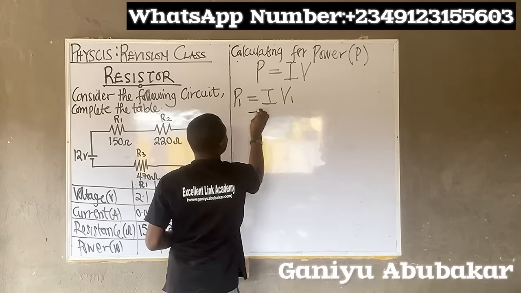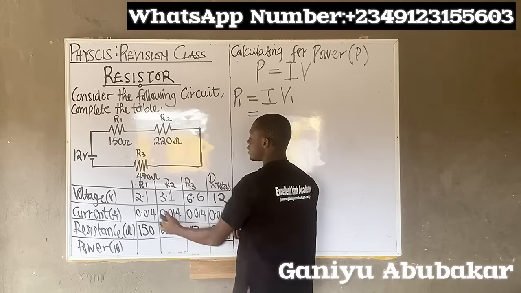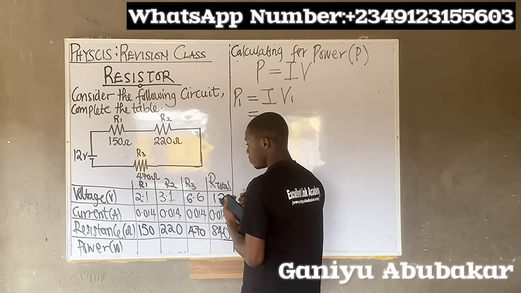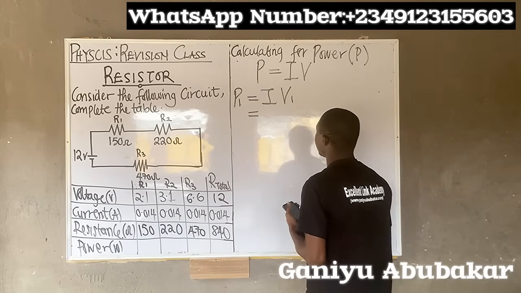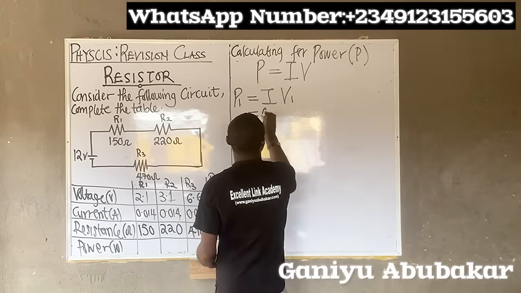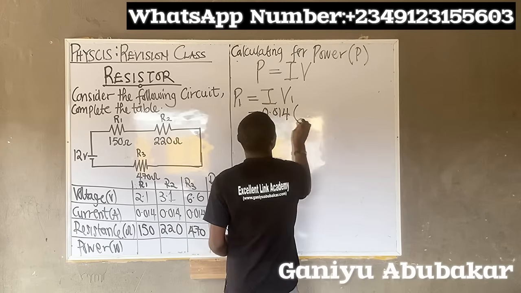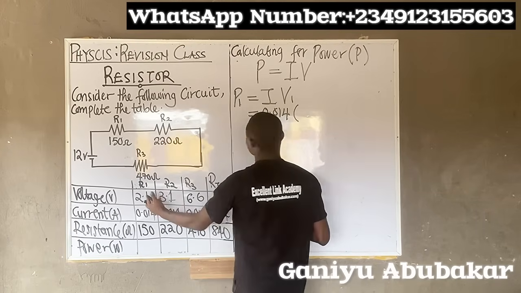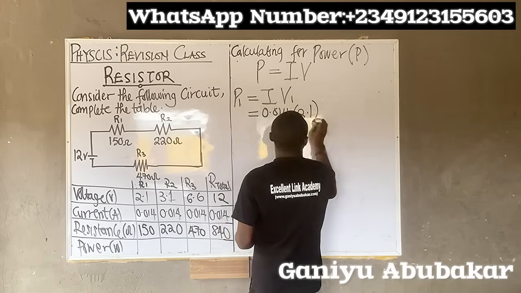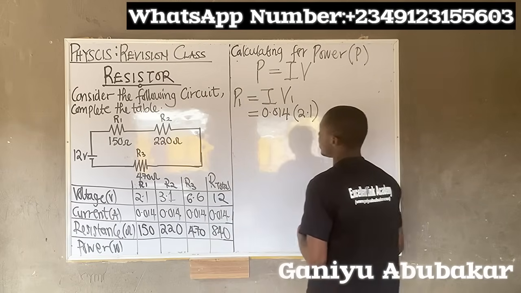P1 is IV1. What's I? I is constant. That's 0.014. That's 0.014 times what's V1 there? 2.1. That's 2.1. Here's the idea.